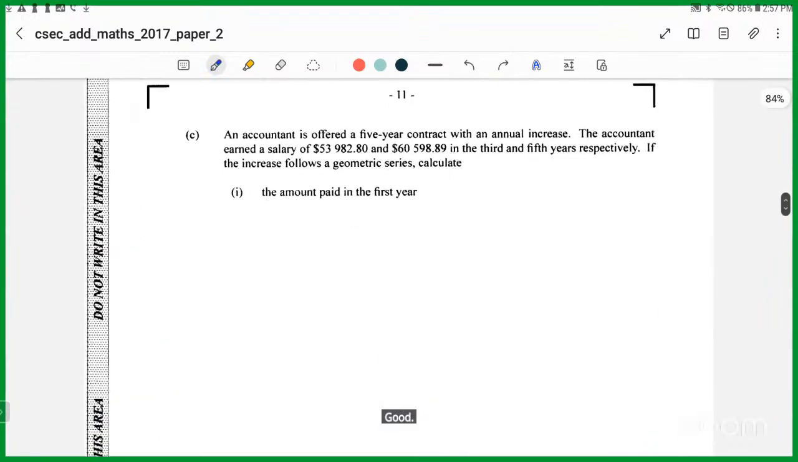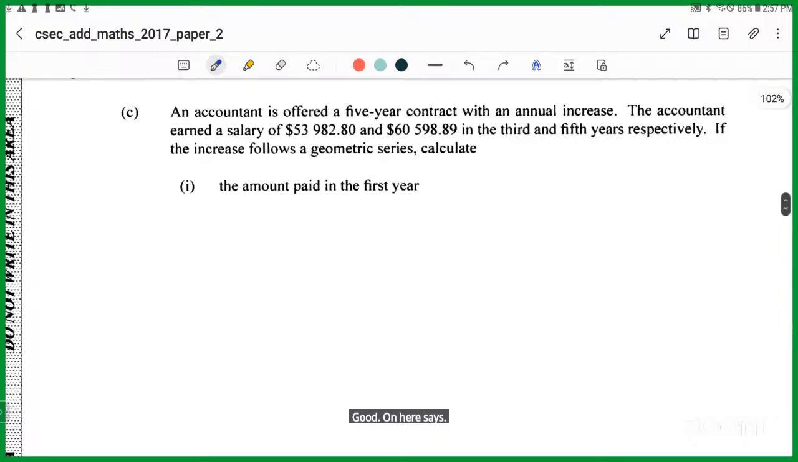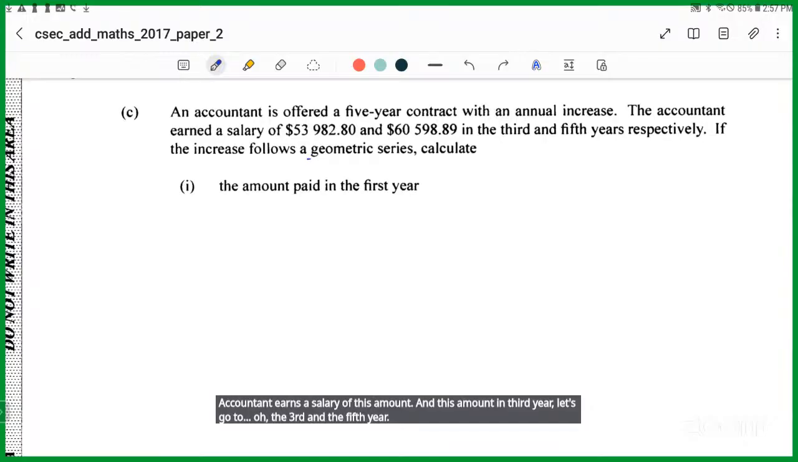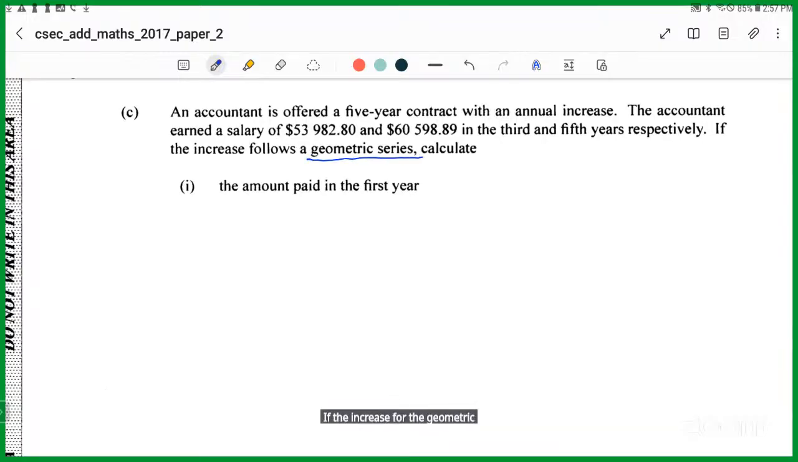Down here now. It says an accountant is offered a 5-year contract with an annual increase. The accountant earns a salary of this amount in the third year and this amount in the fifth year. If the increase follows a geometric series, calculate the amount paid in the first year, that is A. So we're setting up a GP, in which they are telling us that this is your third term.